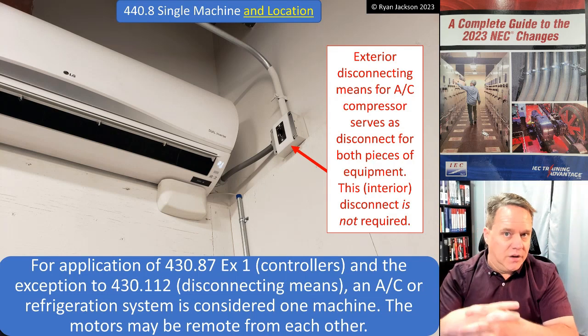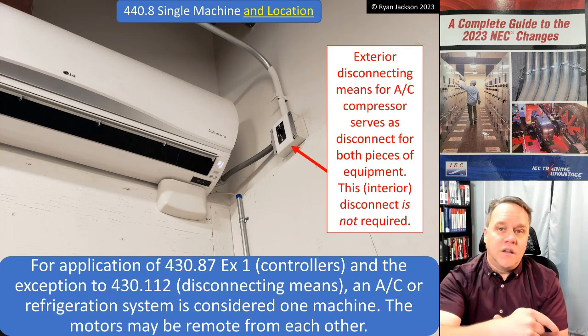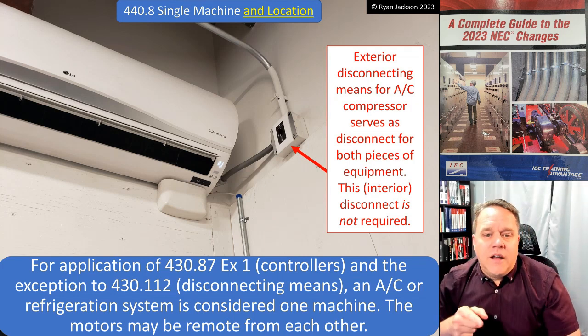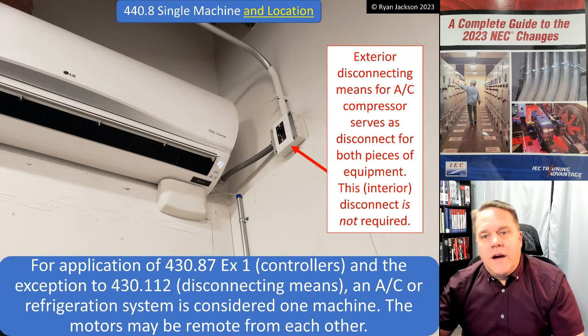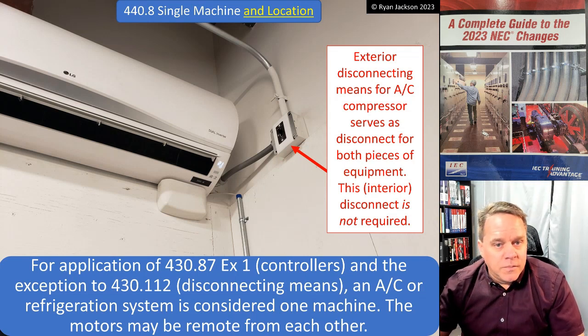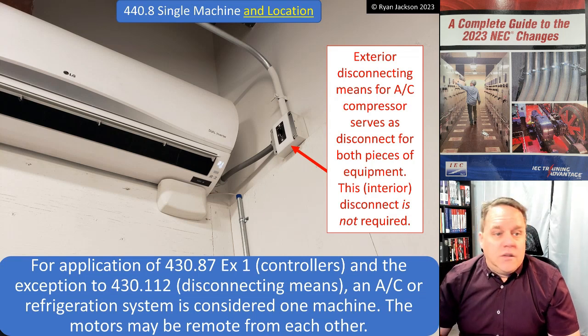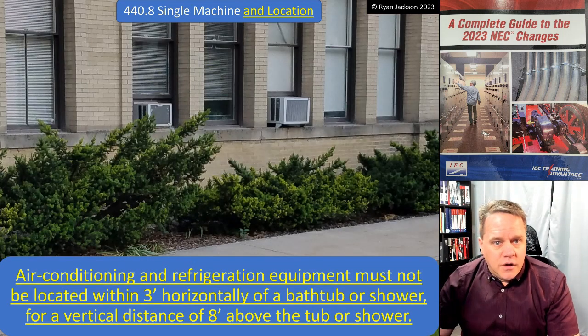one machine. Okay, so you don't need to have a disconnect on the outside and a separate one on the inside. That's not required. Here in this picture, that disconnecting means is not required. All right, you just need to have one on the outside and make it lockable. So that didn't change. That's been in the code for quite some time. But again, it gets so confused by so many people that I wanted to talk about it. The change here is the second part.